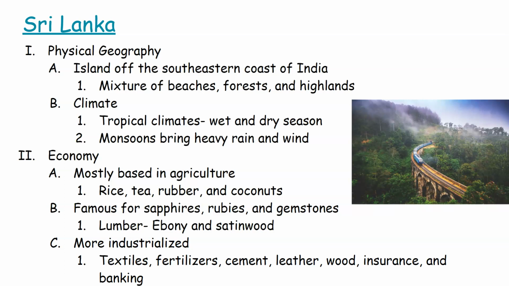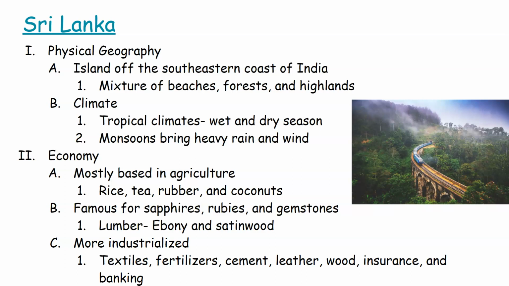Climate-wise, mostly tropical climates. You're going to see a wet and a dry season. During that wet season, you'll experience monsoons with, again, that heavy rain and wind, bringing large amounts of rain all at once. Economically, again, very based in agriculture. You're going to see rice, tea. You'll see rubber as well as coconuts.